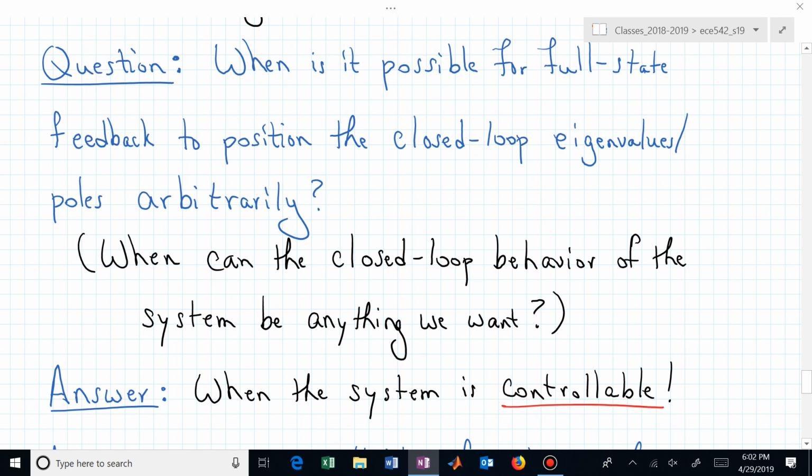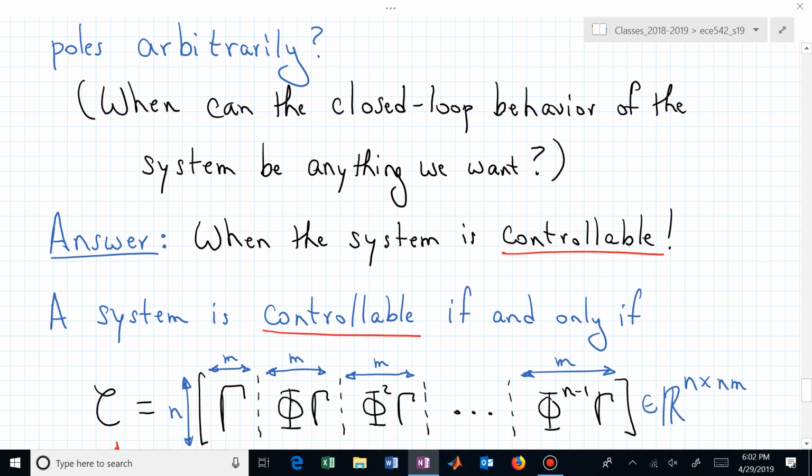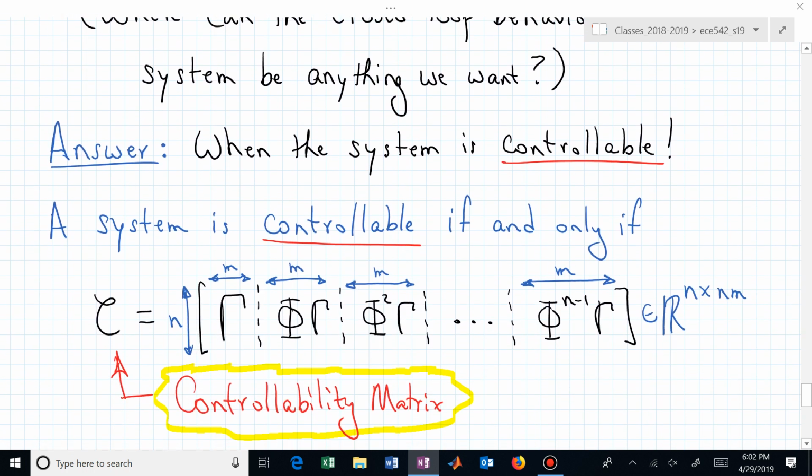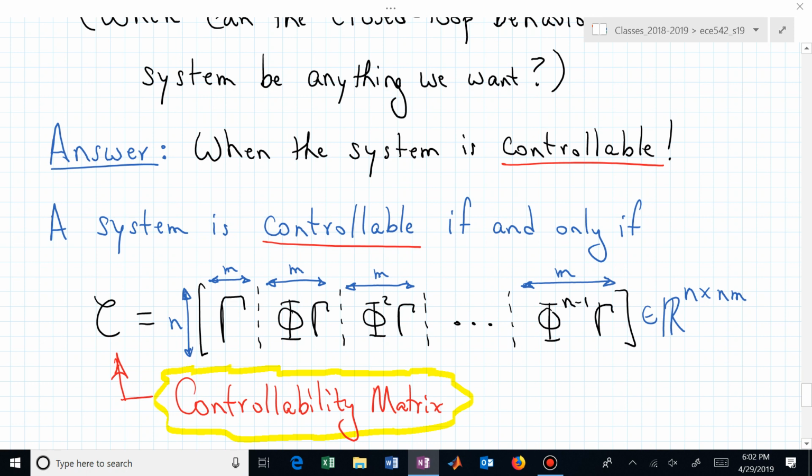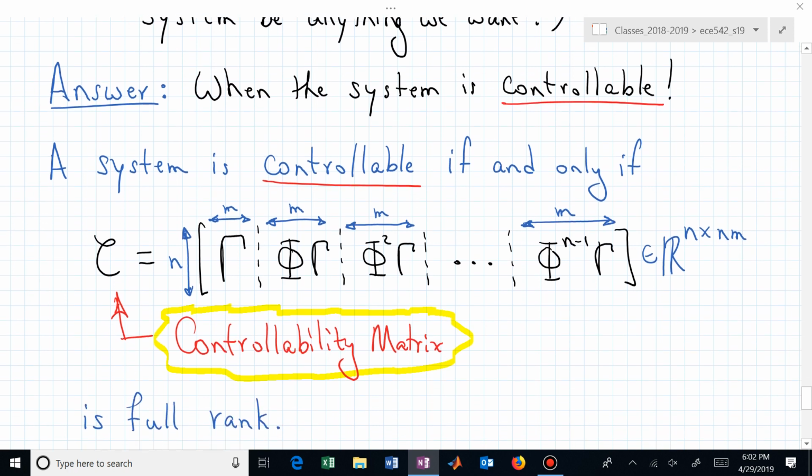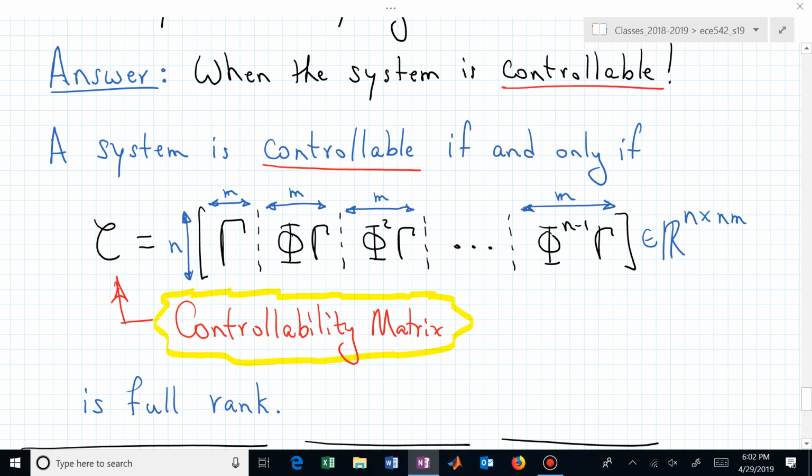The answer, and I'm not going to just allow you to state this on the final, you'll need to compute this. But the answer is when the system is controllable. And now I'll give you the definition of when a system is controllable. A system is controllable if and only if this matrix, script C, which I'm going to refer to as the controllability matrix, is full rank.